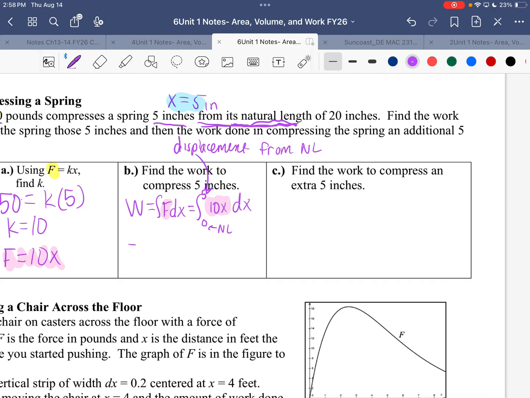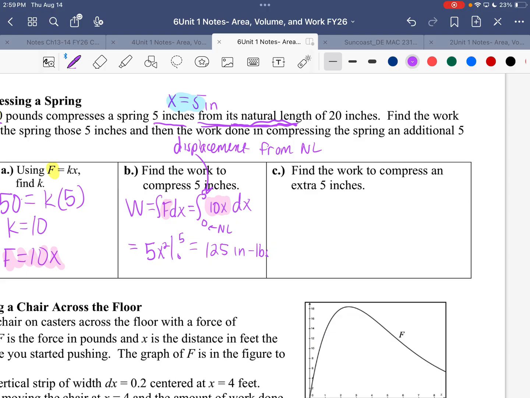All right, integrate. You get 5x squared from 0 to 5, which is 5 cubed, essentially. And we're in inch pounds. Now, on C, it's already compressed that initial first 5 inches, and we want to figure out the work to compress it 5 more inches. So try to set up the integral for that one.